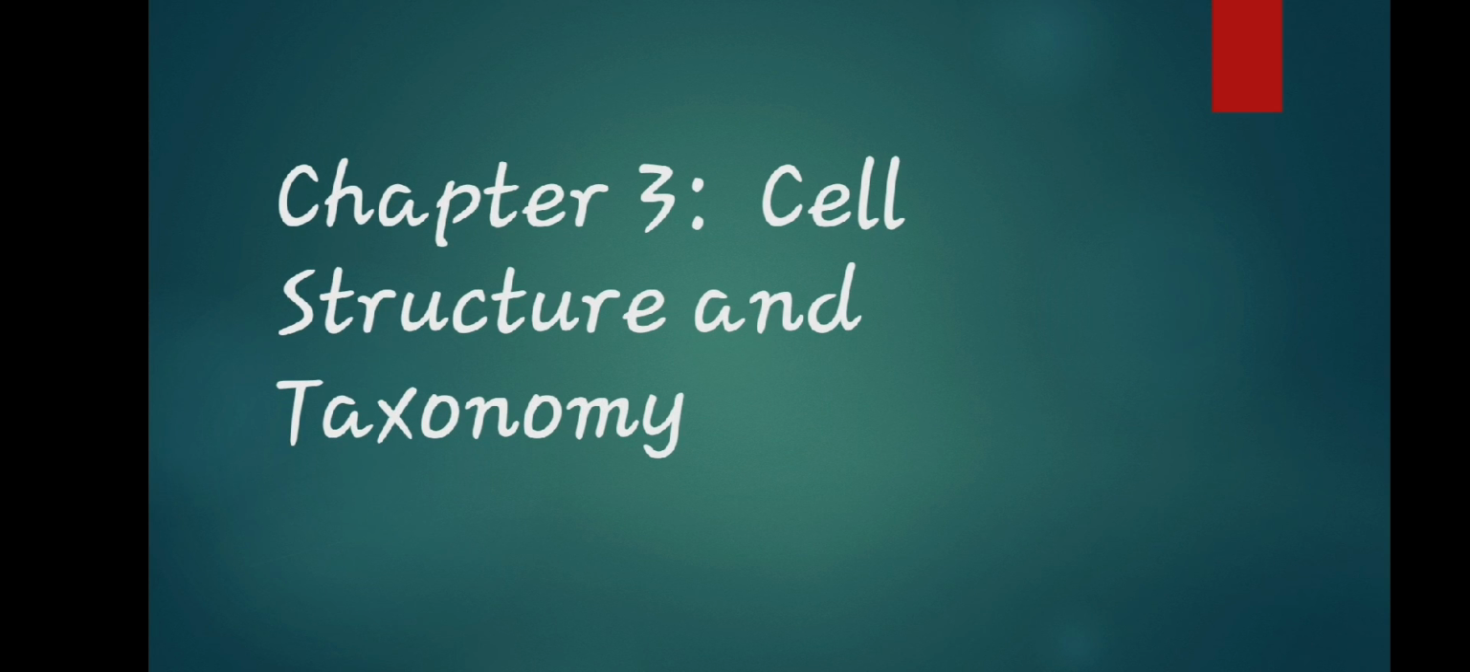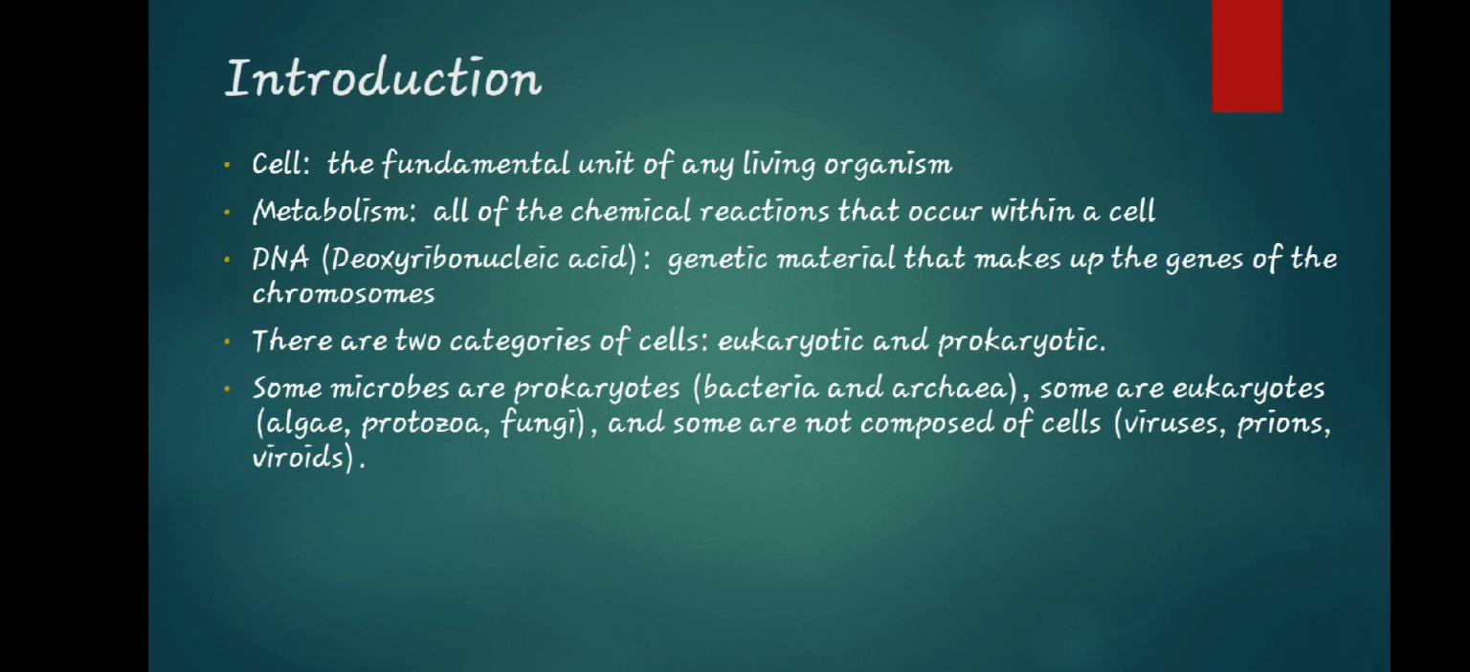Before we start, let us know first the objectives for this lesson. First is to identify the cell structure, explain the difference between prokaryotes and eukaryotes, and assimilate the importance of learning the cell structure. The topics to be discussed are cell, metabolism, and DNA, and there are two categories of cell, which are eukaryotic and prokaryotic. Some microbes are prokaryotes, which are bacteria and archaea.